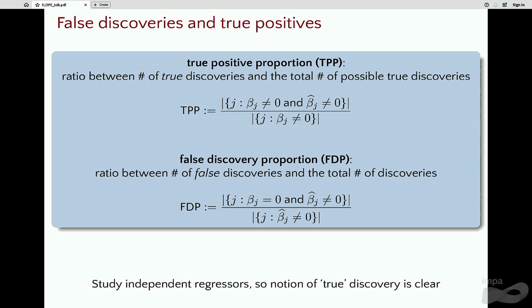What we'd like, of course, is for the TPP to be high and the FDP to be low, but you can't optimize these simultaneously. If the TPP increases, the FDP increases, and so on. There's some philosophical discussion that could be had about what you actually mean by true discovery in real data sets, but I've assumed my way out of that discussion by having an IID Gaussian measurement matrix. But that's also a fun conversation to have over drinks or something.